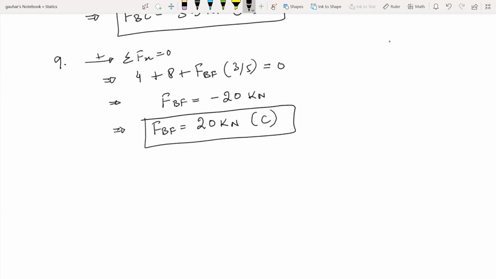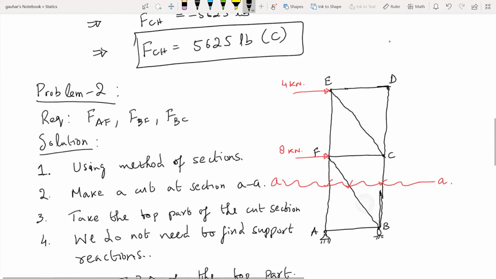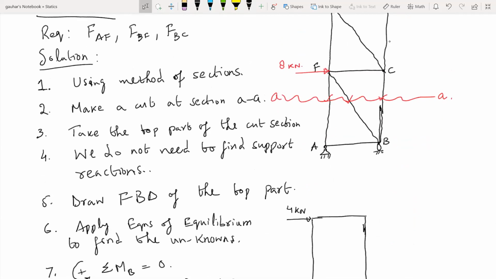So that's how we are done with this problem, applying method of sections on this truss and finding out these 3 member forces, right? So whenever you do this method of sections for the force analysis of truss systems, use these steps, because these steps will guide you through the process of using method of sections, right? And doing the force analysis correctly.